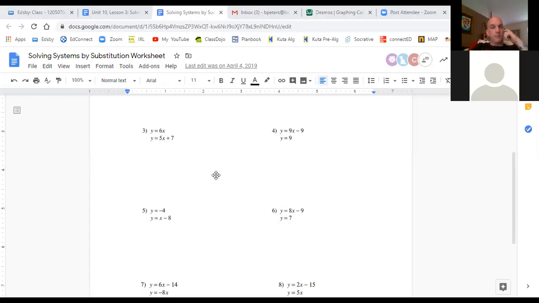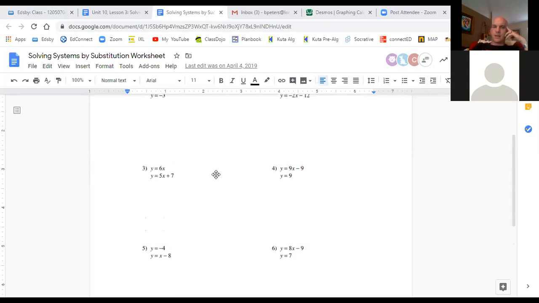Number 3, okay. I'm not really getting it. All right, so let's take a look at that one together. Number 3 is technically a slope-intercept form equation, right? You've got y equals 6x, technically plus 0, and y equals 5x plus 7. So this goes back directly to the steps from the notes. Step 1 is you take those x expressions and set them equal to each other. So you're going to have 6x equals 5x plus 7 as your first step.